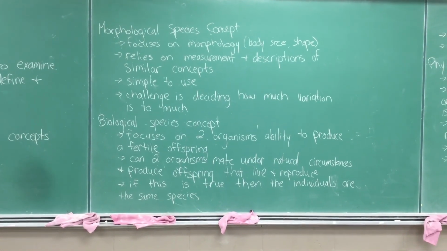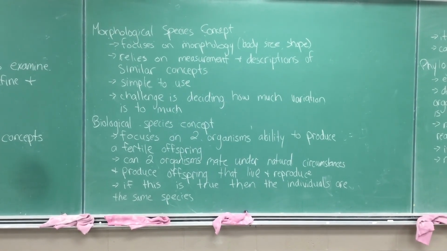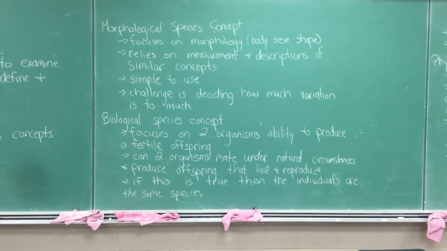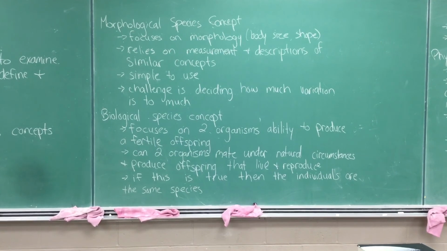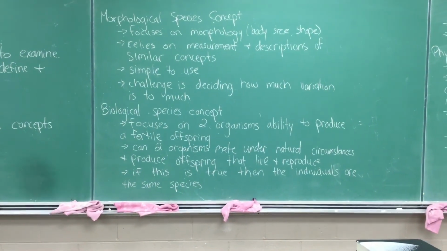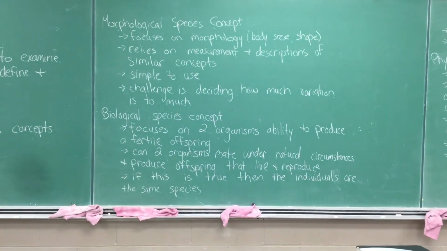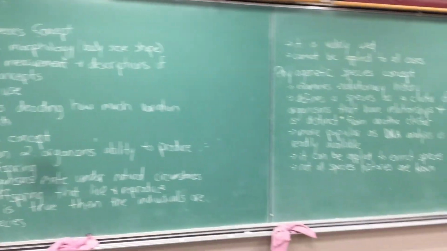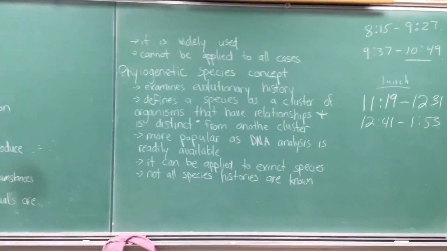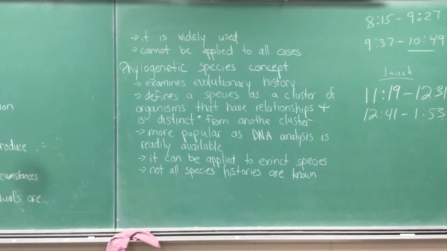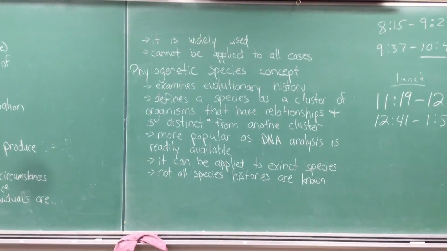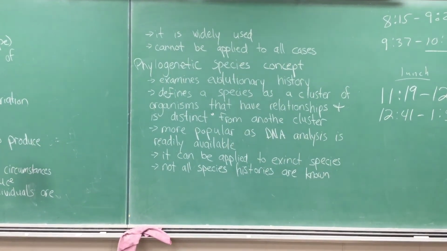Biological species concept focuses on two organisms' ability to produce fertile offspring, or more specifically, can two organisms mate under natural circumstances and produce offspring that live and reproduce? If this is true, then the individuals are of the same species. The advantage is that it is widely used. It cannot be applied, however, to all cases. For example, if organisms have a barrier between them, such as a road or a lake.